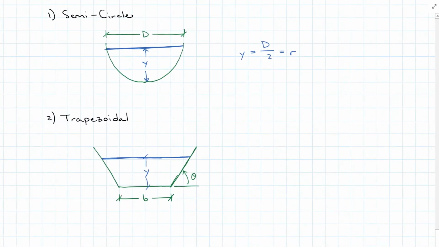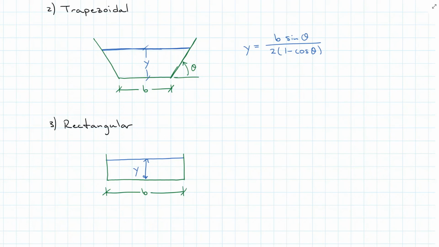If we square up everything on a semicircle, what we're going to get is a trapezoid. So this is the next best option. And if I have the sloped sides at an angle theta from the horizontal and a base width b, my optimal depth is going to be b times the sine of theta all over 2 times 1 minus the cosine of theta. If we continue to flatten it out, we're going to get a rectangular channel, and our optimum depth is going to be base divided by 2.